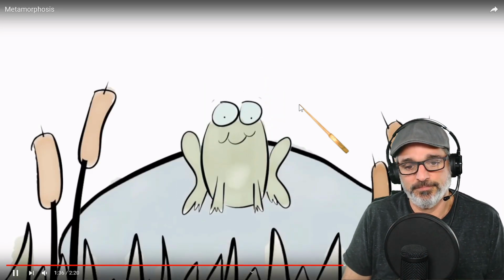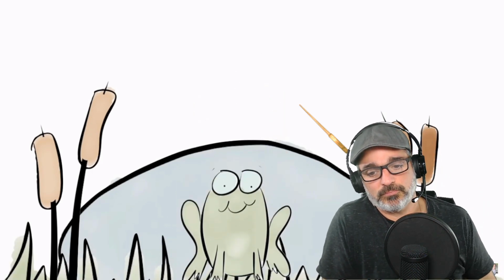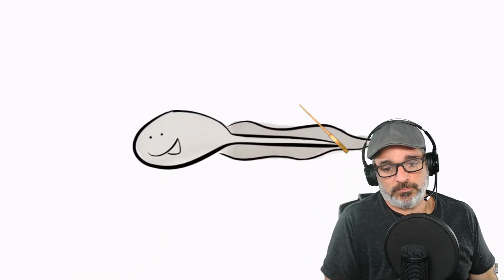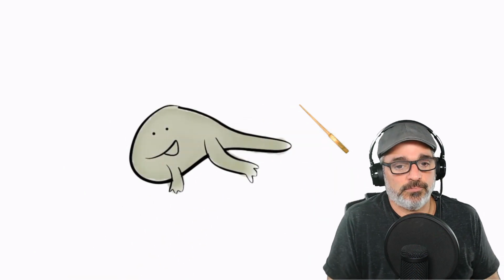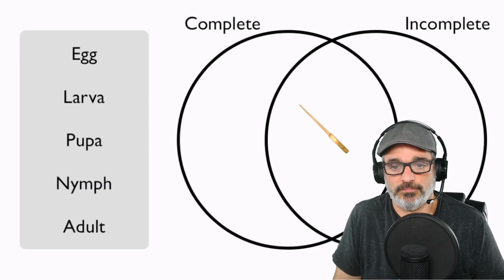Other organisms, like frogs, go through metamorphosis as well. Frog eggs hatch into tadpoles. As the tadpole grows and develops, it starts to lose its tail and grow legs.